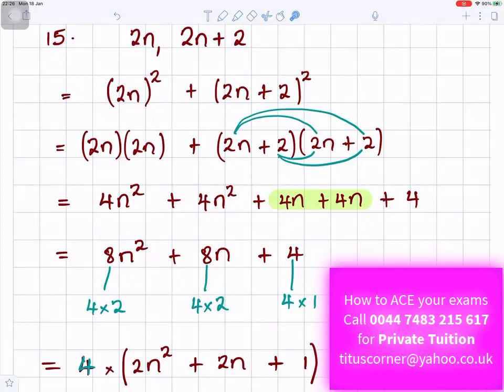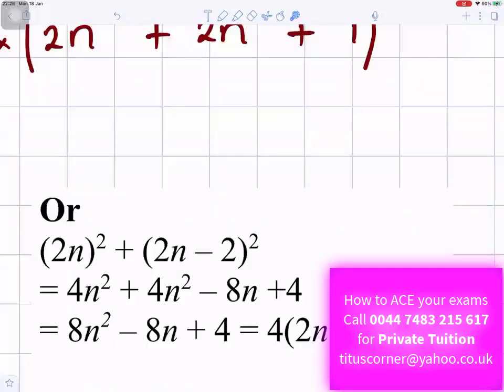To show that it's a multiple of 4, 8 is the same as 4 times 2. 4 is the same as 4 times 1. If you notice, there's a 4 on each of them, so we can take the 4 out. So that 4 is a common factor. If we take the 4 out of the bracket, we're left with 2n squared plus 2n plus 1. Because it's times 4, when you multiply anything by 4, you get a multiple of 4.